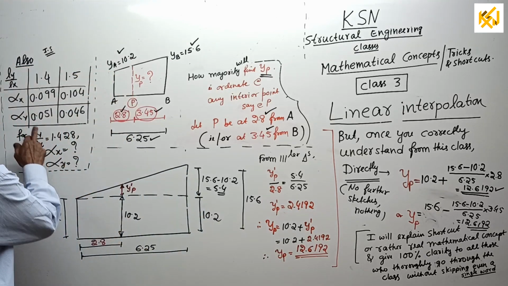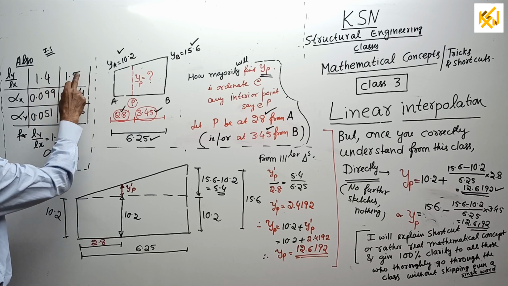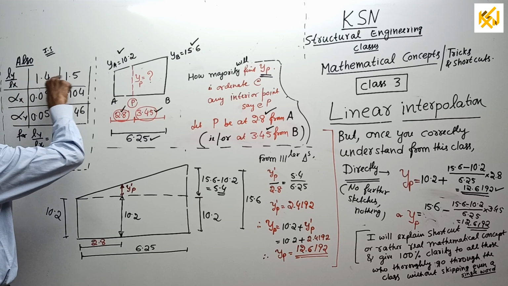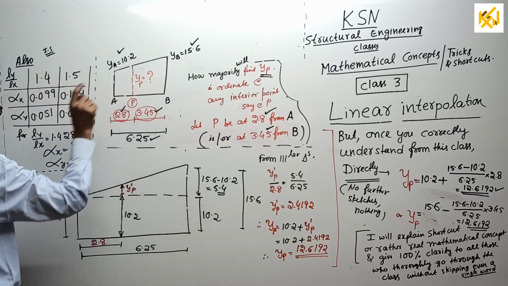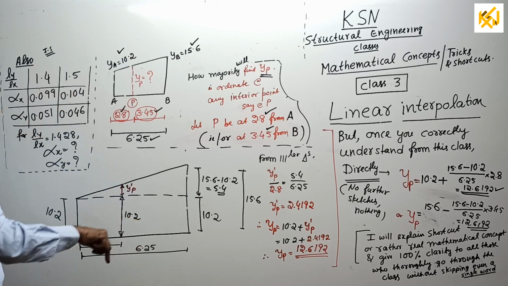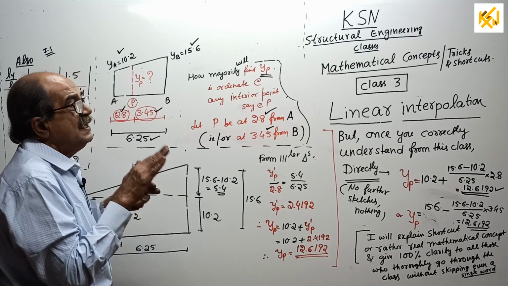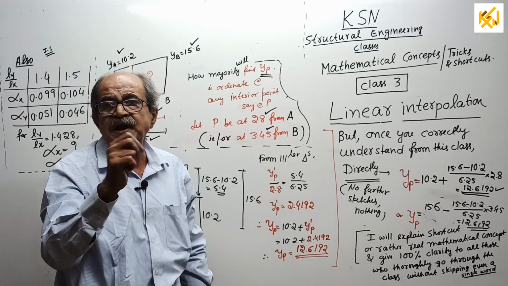Now, see, alpha y for 1.4, 0.051, 1.5, 0.046. Observe one thing, as the ratio increases, alpha x increases, but alpha y decreases. Means one of the parameters there is in the increasing trend. Other is decreasing. Both are required.